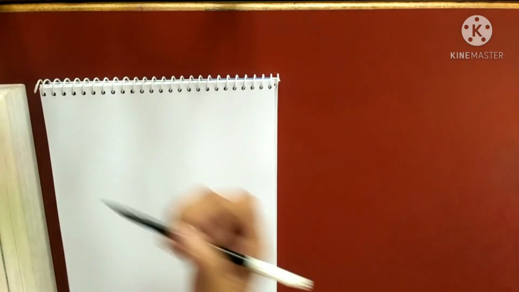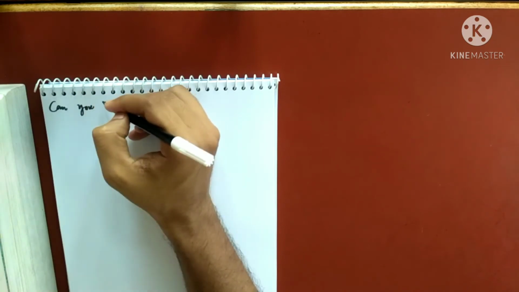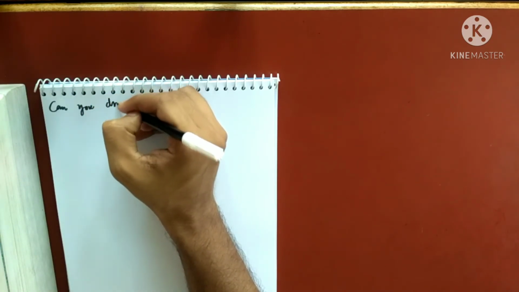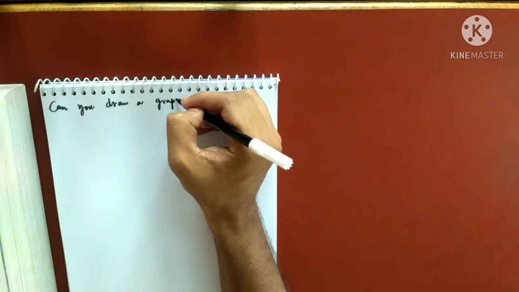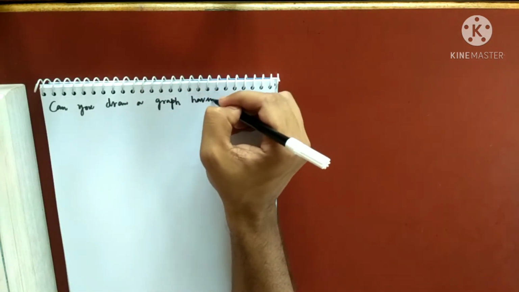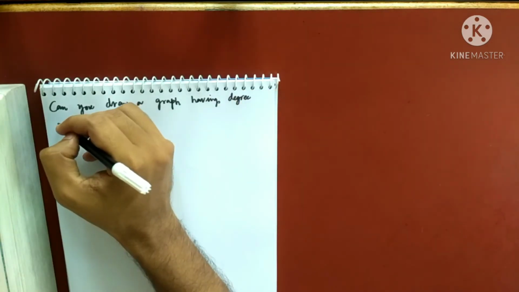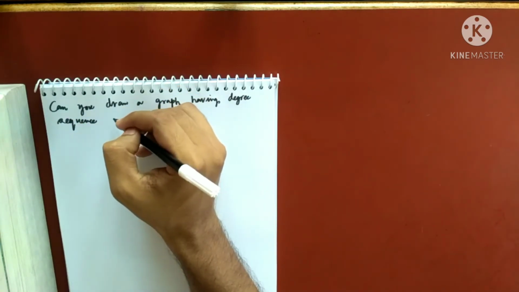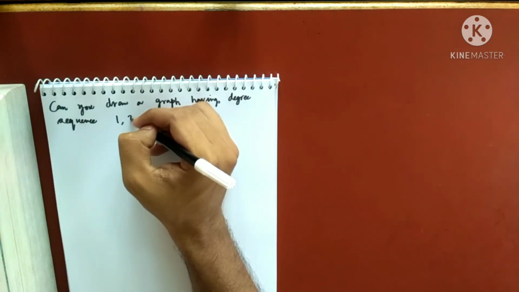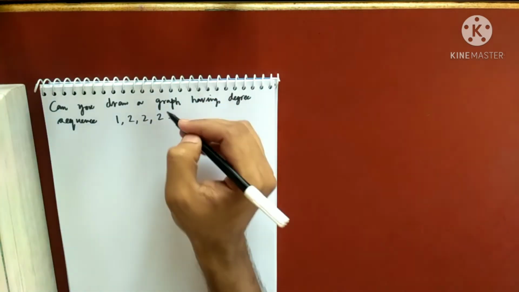So again, I may ask you a very simple question. Can you draw a graph having degree sequence 1, 2, 2, 2? Can you draw a graph having this degree sequence?